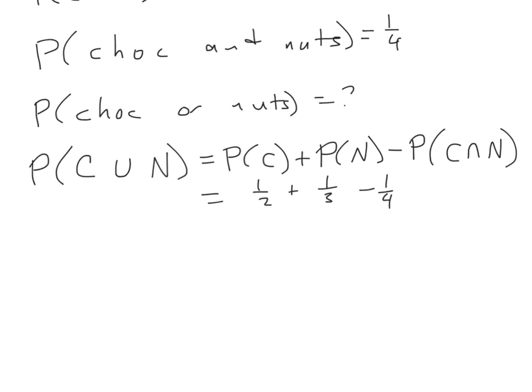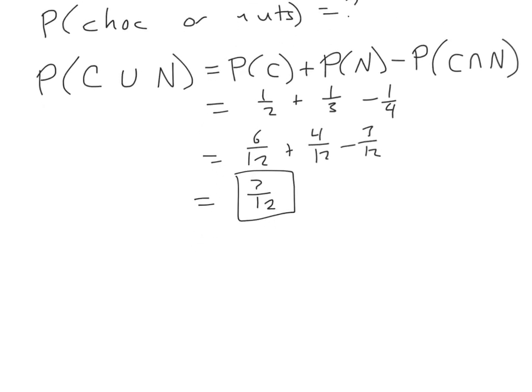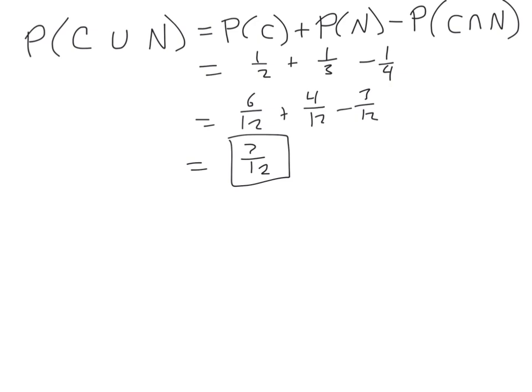If I get a common denominator, this would be 6/12 plus 4/12 minus 3/12. That's 10 minus 3, so 7/12, and that's our answer. I do want to point out, though, that for as much as this formula is nice, I really like being able to do these problems and not rely on just plugging numbers in. Formulas are great, but I worry sometimes that we don't think about what we're doing.